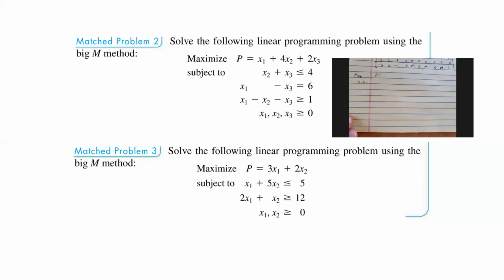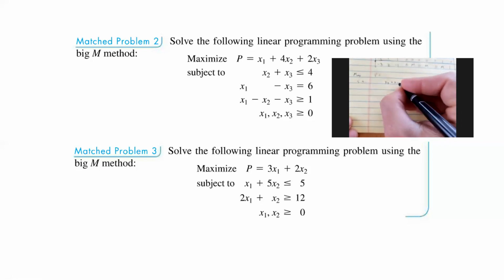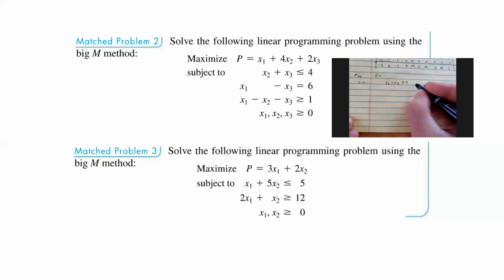So we got to make sure that we get those right. In this first one, I have x sub 2 plus x sub 3 is greater than or equal to 4. But the modified version of that would be, we'd introduce a slack variable, plus S1 is equal to 4, okay?